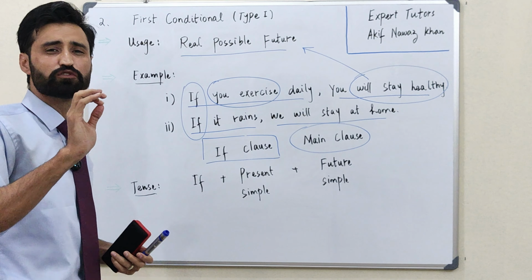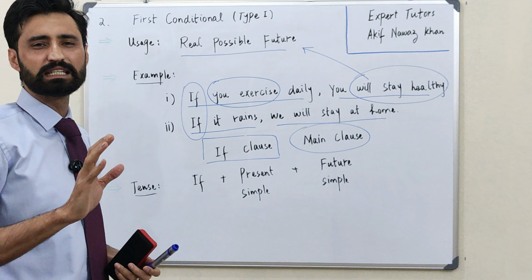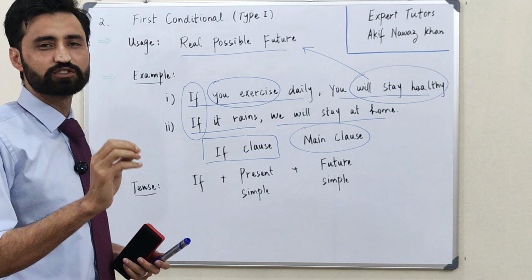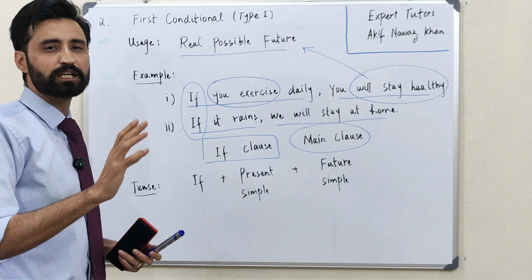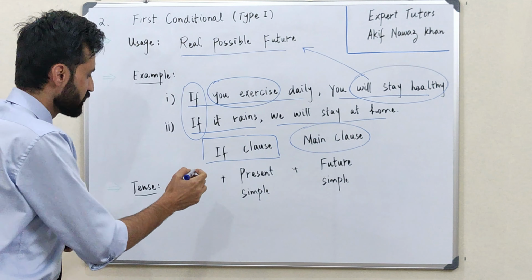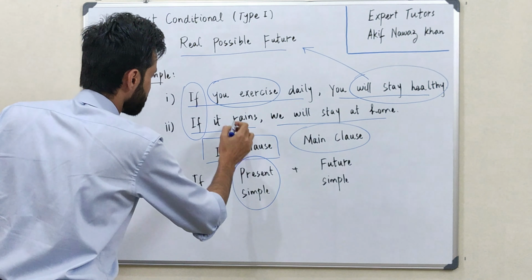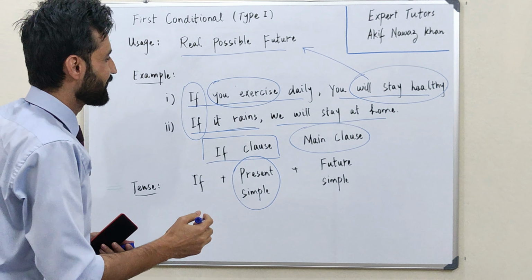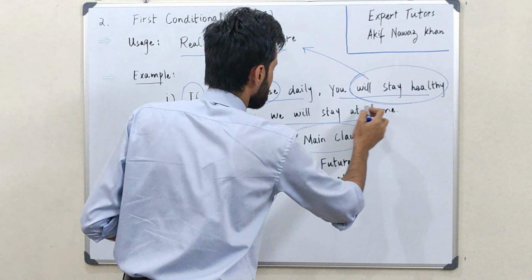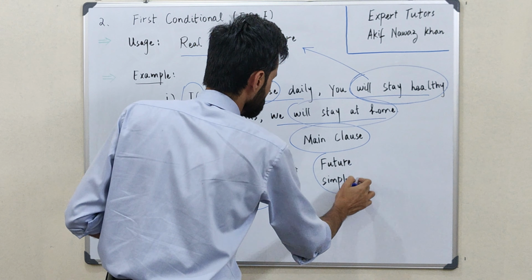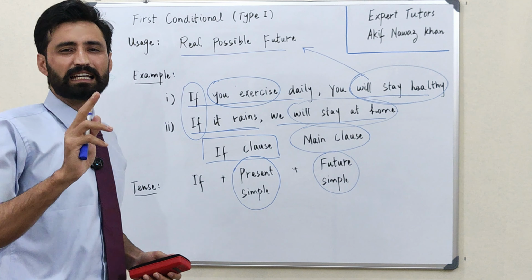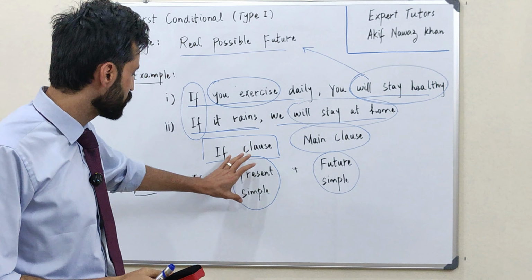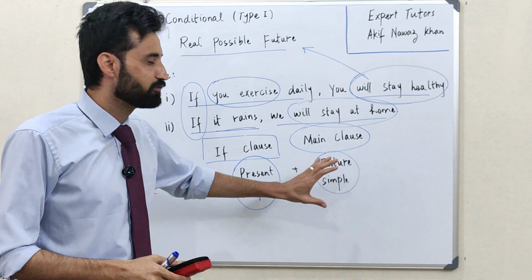Now, if we look at the tense, tense is very important. When we were talking about zero conditionals, we discussed that both clauses were in present simple tense. But here, the difference is that the first clause is in present simple tense, as we can see: you exercise, it rains. Both these examples are in present simple tense, and the main clauses, will stay healthy and will stay at home, are in future simple. So in the first conditional type, we have two clauses and both are in different tenses. The first one will be in present simple, the second one in future simple.